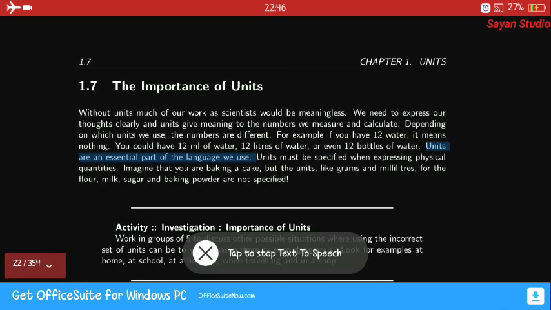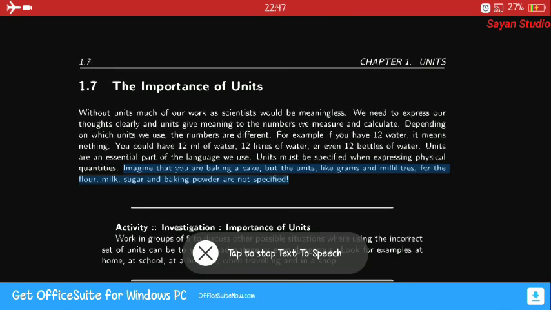Units are an essential part of the language we use. Units must be specified when expressing physical quantities. Imagine that you are baking a cake, but the units, like grams and milliliters, for the flour, milk, sugar and baking powder are not specified.